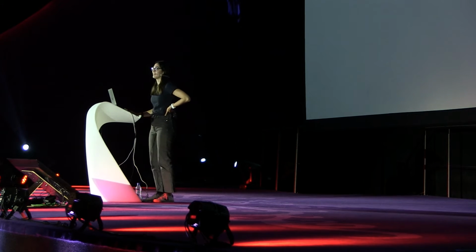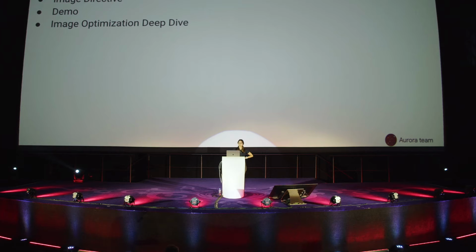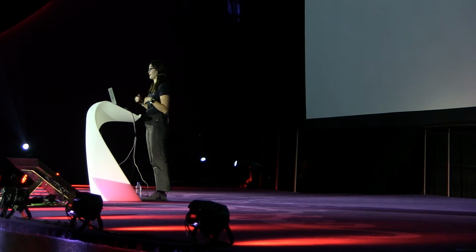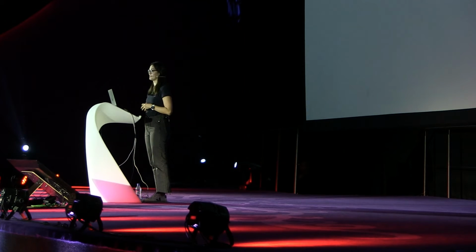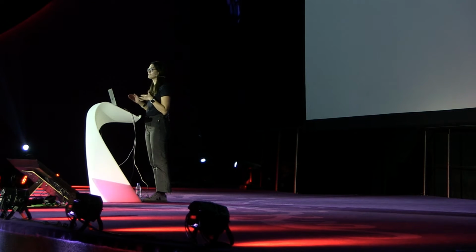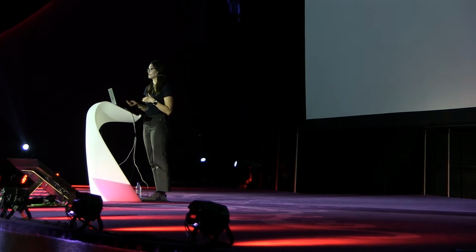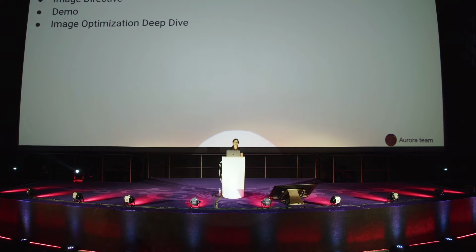We'll start by talking about the team that I'm on in Chrome and how we collaborate with the Angular team. We'll talk about the Angular image directive. We'll jump into a demo where I show you how to use the image directive to optimize your images. And then we'll circle back and do a deep dive on how it works under the hood and why it actually improves performance.